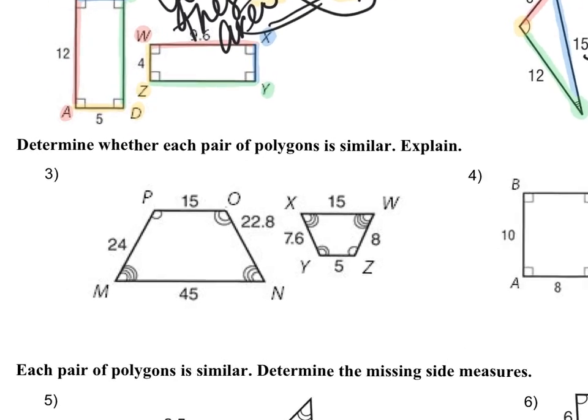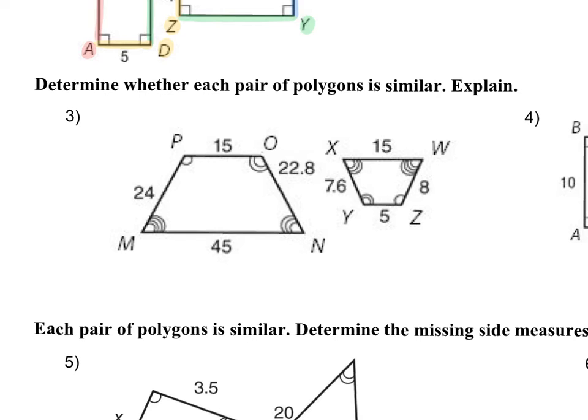Okay, so number 3, determine whether each pair of polygons is similar. It gives us all the numbers. It's not asking us to find X. So I'm just going to have to match up my corners. So P and Z. This is what I was talking about earlier when I said they can be turned different ways. See how this one's turned all the way around? And then O and Y, N and X, and M and W.